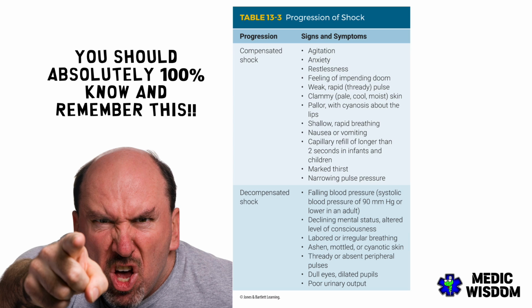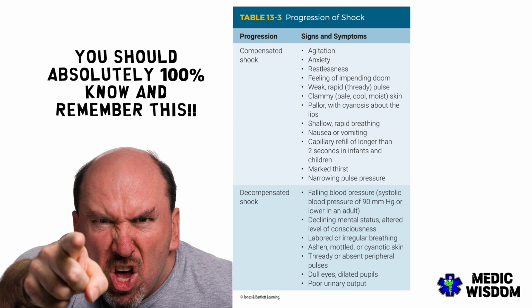They're going to be a little pale. Probably have nausea, vomiting. Cap refill might be a little bit longer. Okay, they're going to get thirsty, and they're going to have that narrow pulse pressure to where that blood pressure is going to be like 120 over 110. When we start getting decompensated, that blood pressure drops below 90. Mental status starts to change. The breathing becomes more ataxic, more abnormal, more irregular.